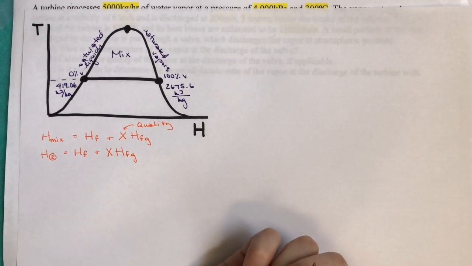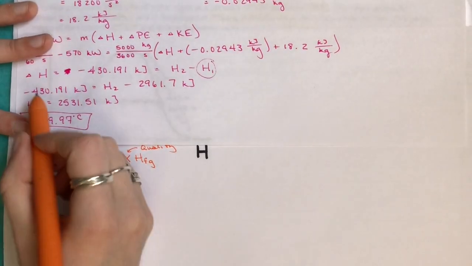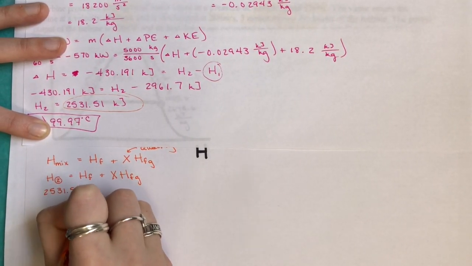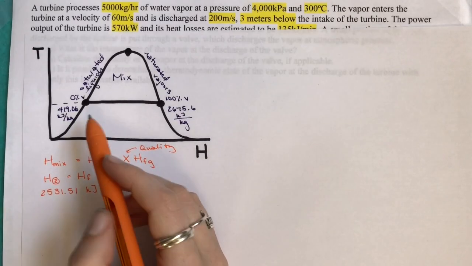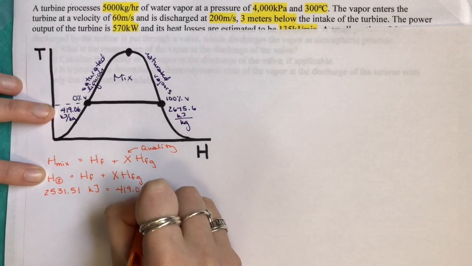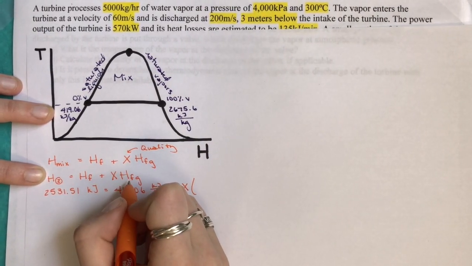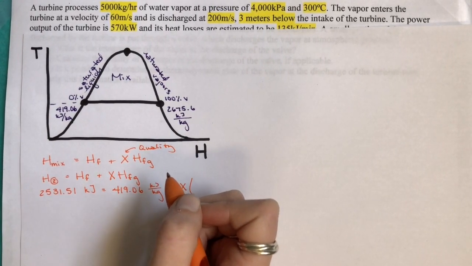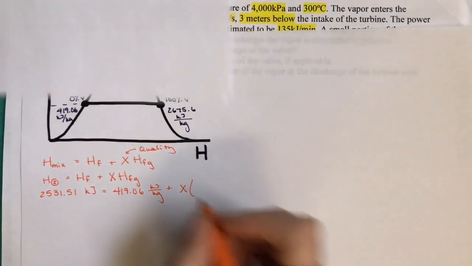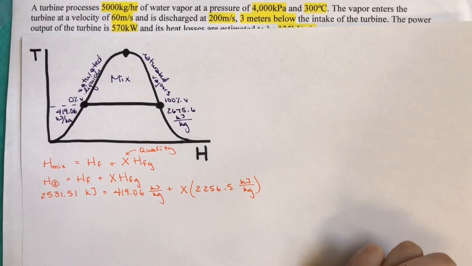Okay, perfect. So now, using numbers that we already know, we just calculated that H2 is this number, so we plug that in: 2531.51 kilojoules equals HF, which is this one right here, 419.06 kilojoules per kilogram, plus X, which is our quality, times HFG. HFG you also have to get from this table, which is this middle value, the VAP column, HFG. That one is 2256.5 kilojoules per kilogram.